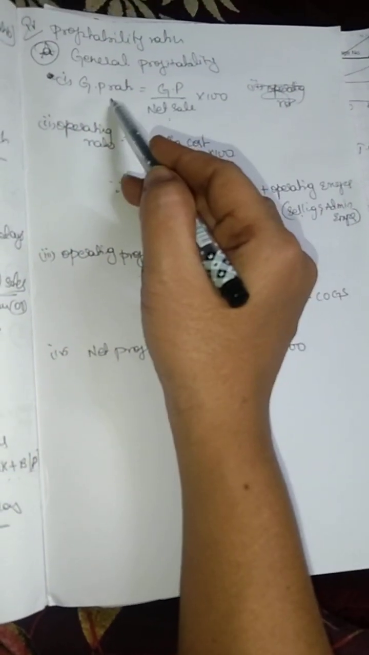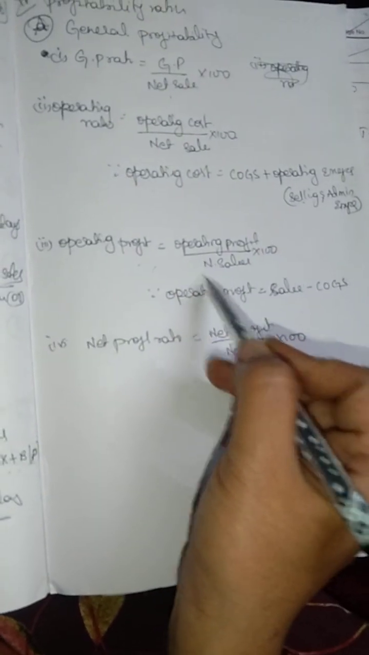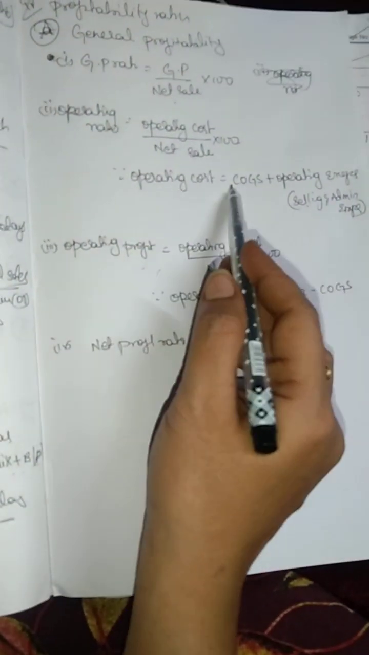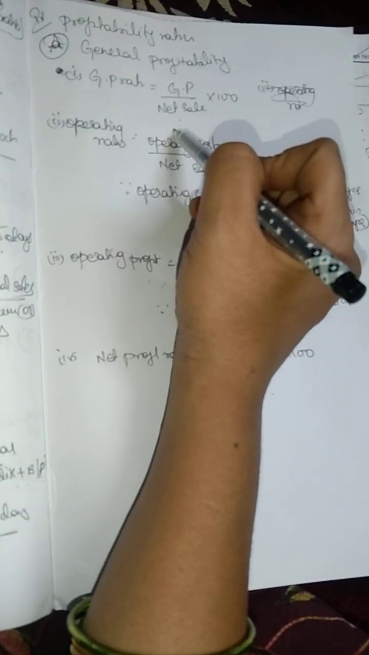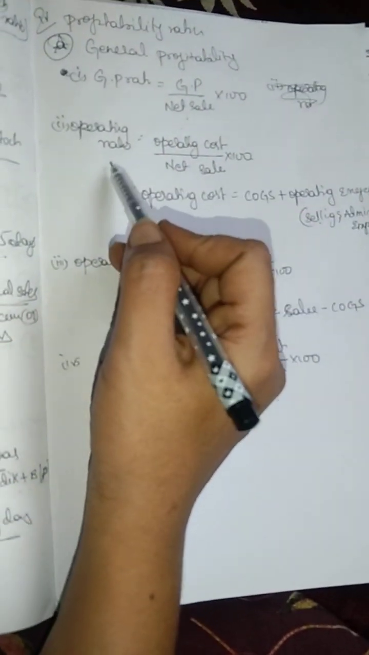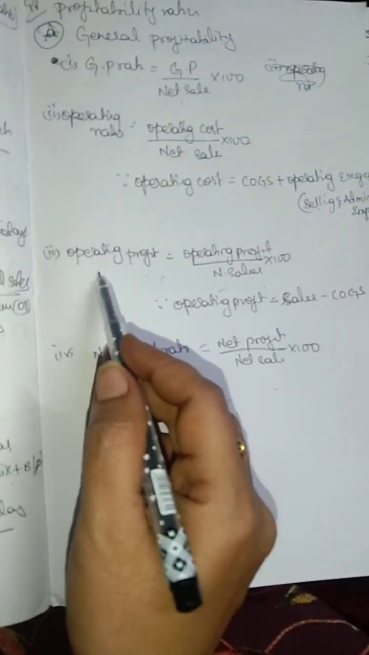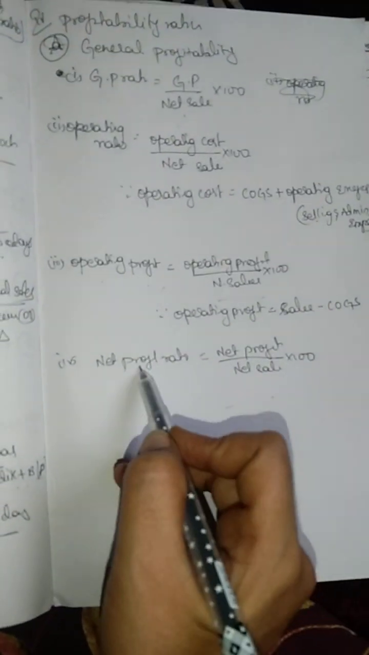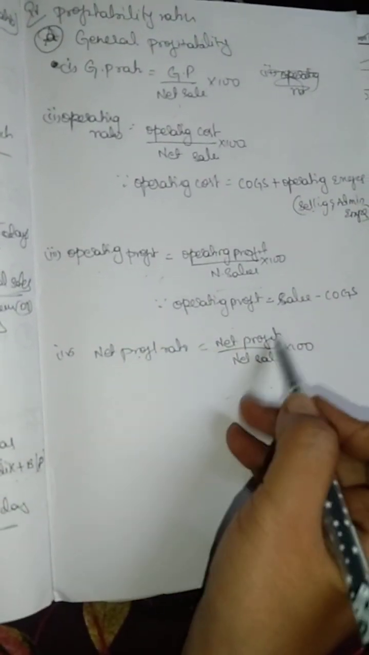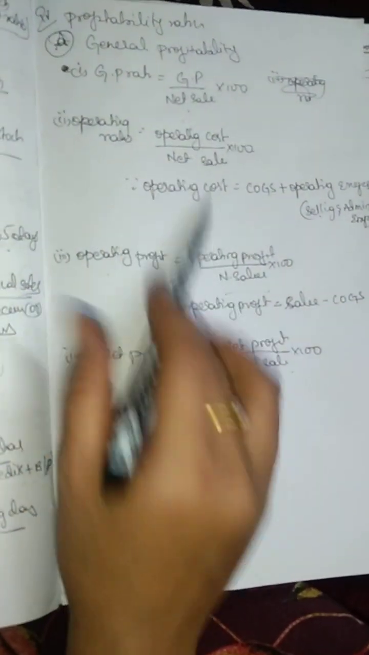So first one in this is gross profit ratio. In everything, the common point is that net sales will be on the bottom. If they are asking gross profit, it is gross profit divided by net sales into 100. If he is asking about operating ratio, operating cost divided by net sales into 100. If he is asking operating profit, operating profit divided by sales into 100. Net profit ratio, net profit divided by net sales into 100. For everything, the common denominator is net sales.